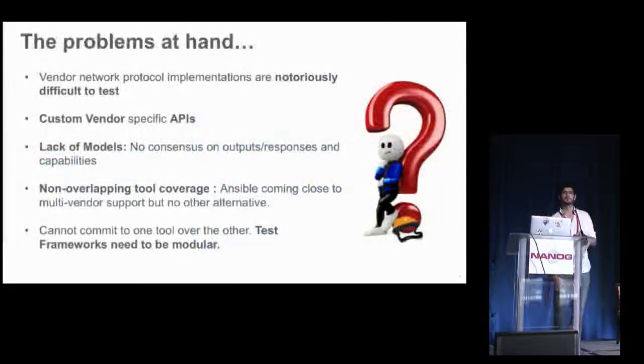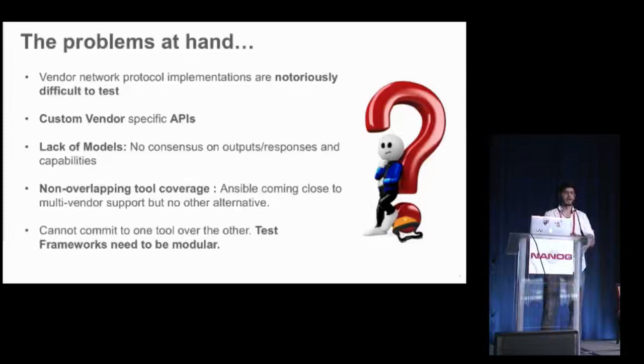So let's consider the problems at hand. We've got vendor network protocol implementations that are notoriously difficult to test. The reason I say that is because of a lot of custom vendor-specific APIs that tend to come in across vendors. Now, this is not just a problem in deployment, it's a problem in validation. When you start constructing your test scripts, this is precisely why tools like Napalm, etc. exist, because of the multi-vendor differences. And the lack of models is a pretty big problem.